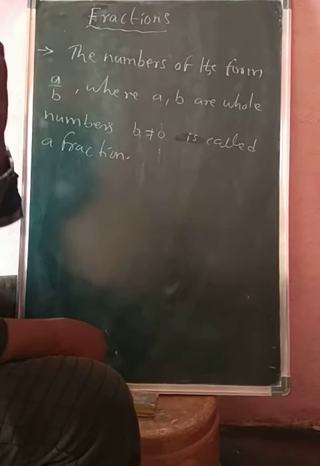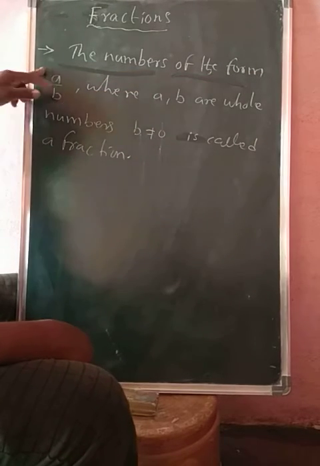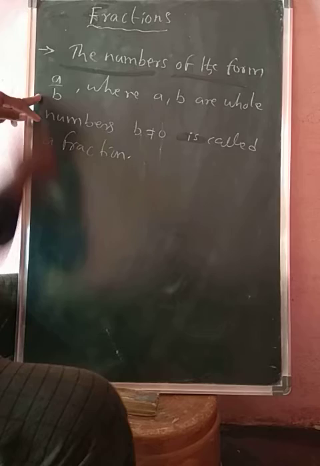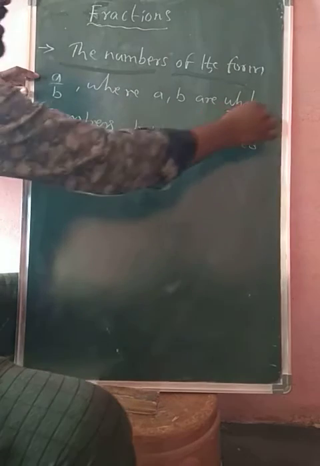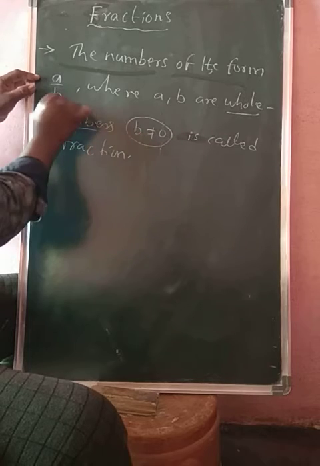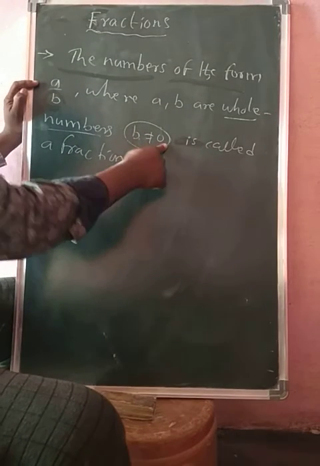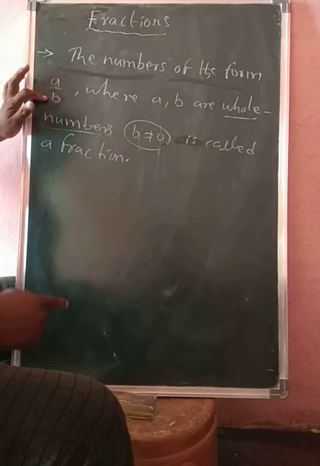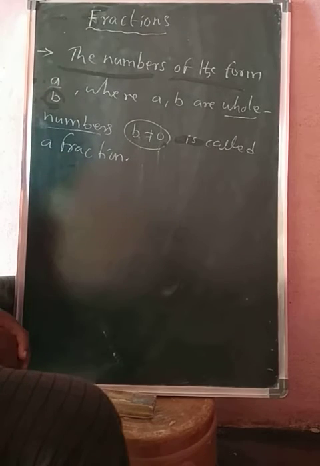What is the definition of a fraction now? The numbers of the form a by b, where a and b are whole numbers, b is not equal to 0 (b, the denominator, cannot be 0). 0 is a whole number, but the condition is that it should not be the denominator. Okay? It is called a fraction.